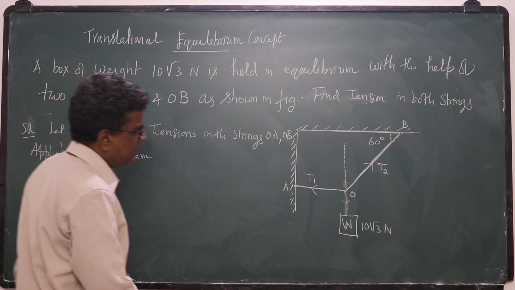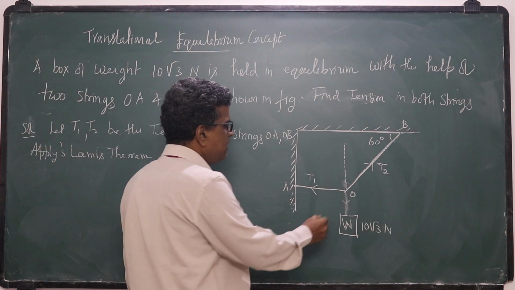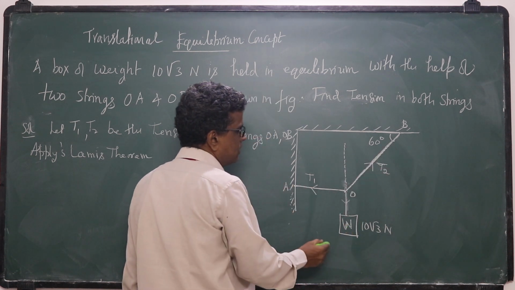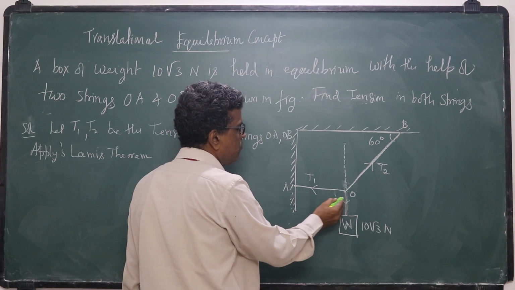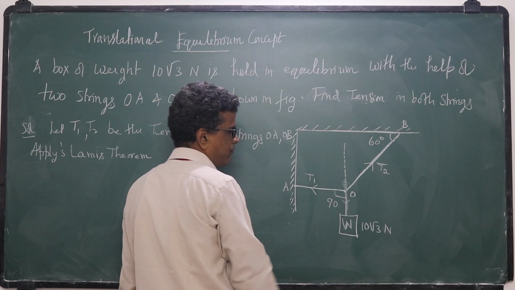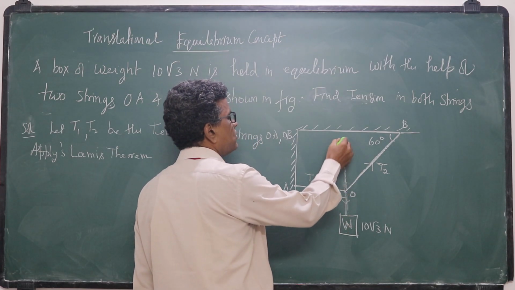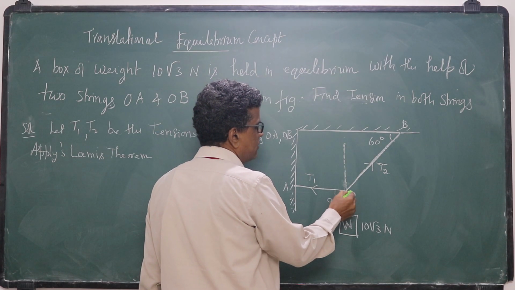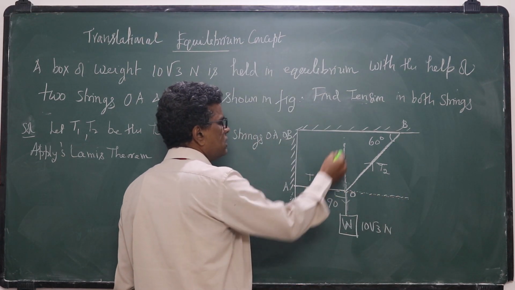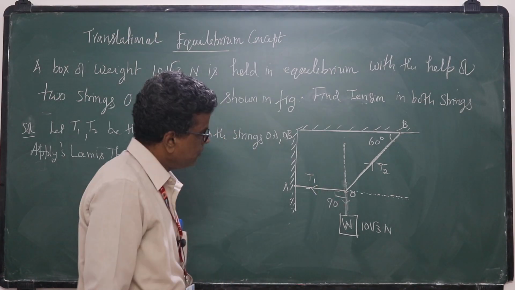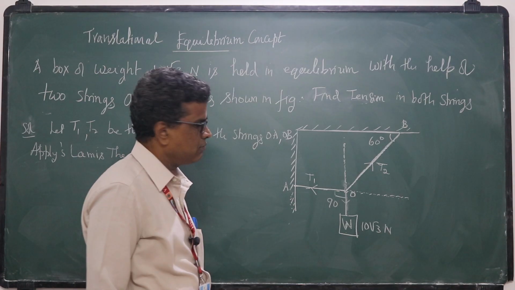In the first step, before applying Lami's theorem, you find the corresponding angles. The angle between T1 and W is 90. I take this one as the vertical reference and this one as horizontal, and I keep the particle O at the origin.